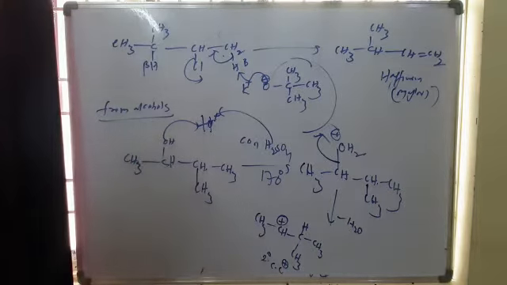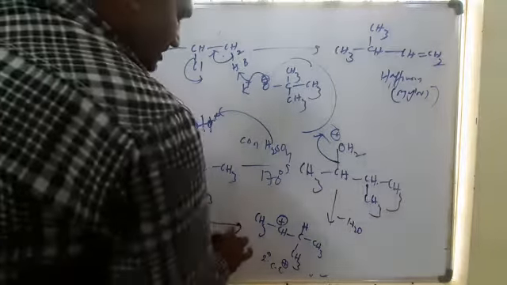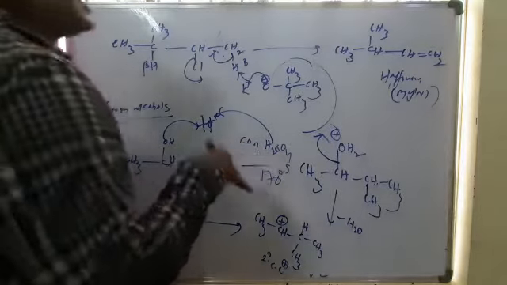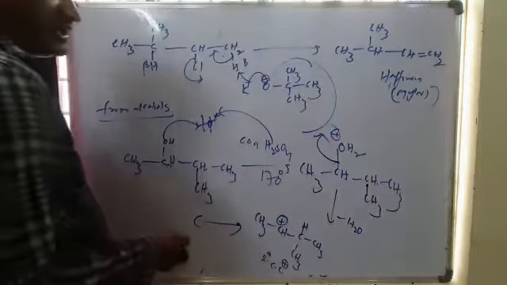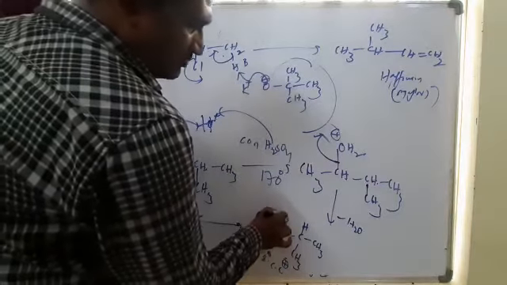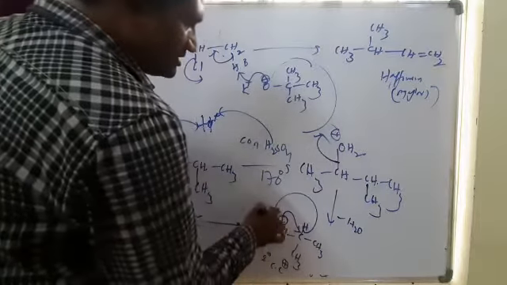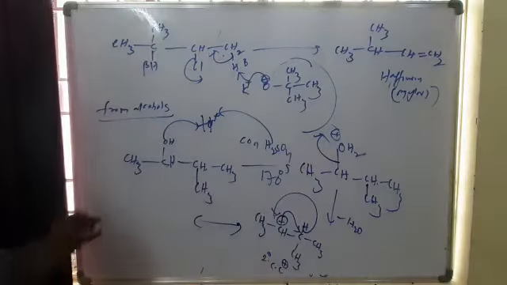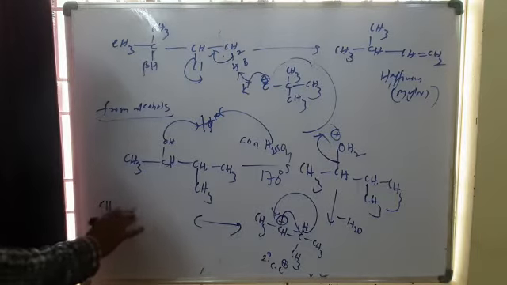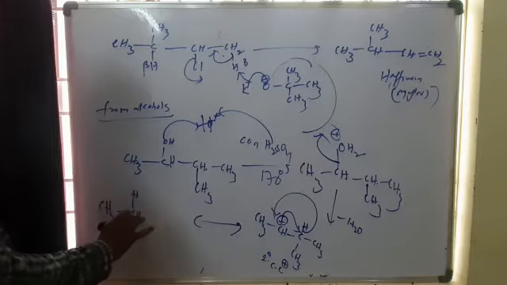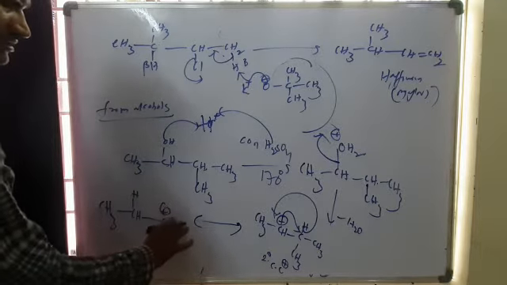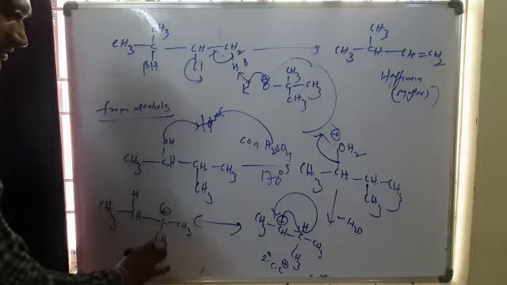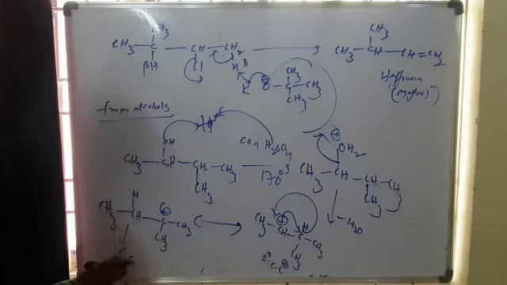Whenever a carbocation is formed in any reaction, rearrangements are possible. If there is a chance, rearrangement takes place. Rearrangement means a less stable carbocation rearranges to a more stable carbocation. So this is a secondary carbocation. If the positive charge migrates here, with a hydrogen shift, then a tertiary carbocation is formed. Now this is a tertiary carbocation.